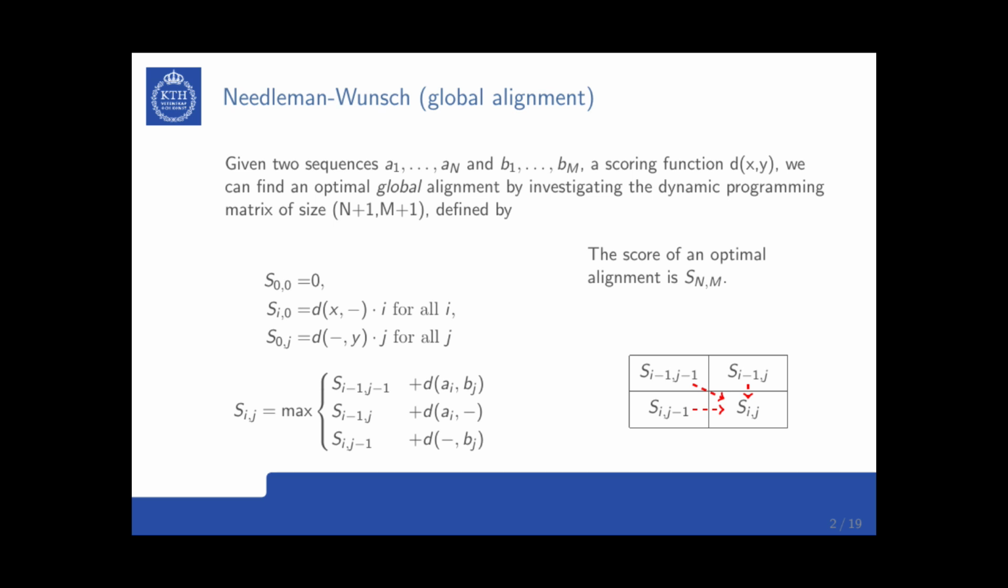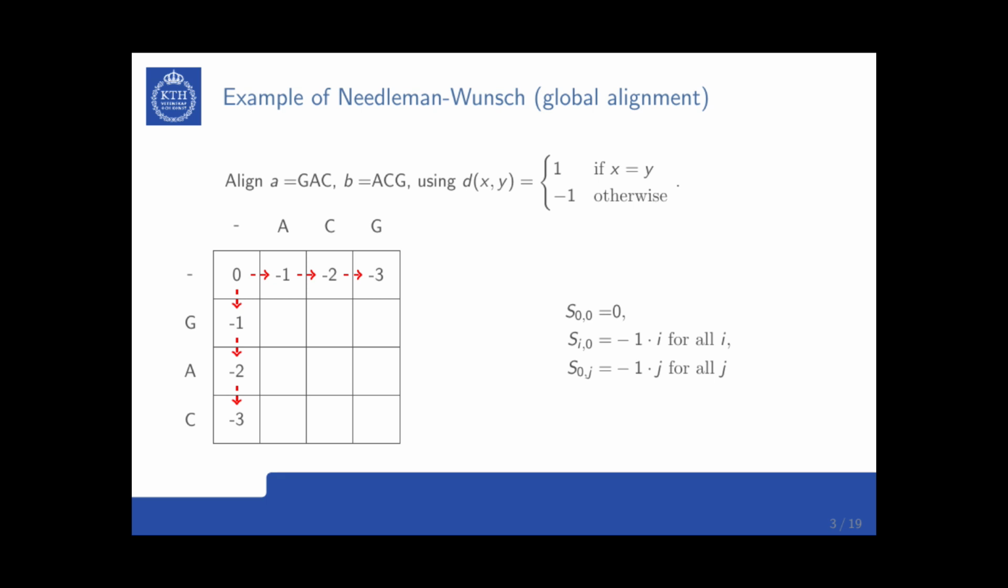Okay, so maybe an example will come in nicely here. Say that we want to align two sequences, GAC and the sequence ACG. We want to use a global alignment strategy, and we want to use a distance score that comes from either scoring 1 if X and Y are equal, and otherwise you get a -1. So both for mismatches and for gaps, we will give a score of -1.